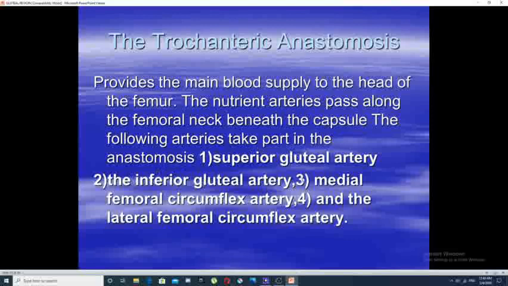Third are the medial femoral circumflex artery and the lateral femoral circumflex artery. These two arteries are branches of the profunda femoris artery, which itself is a branch of the femoral artery, which is a continuation of the external iliac artery. So this anastomosis is actually between branches of the internal iliac artery and branches of the external iliac artery.